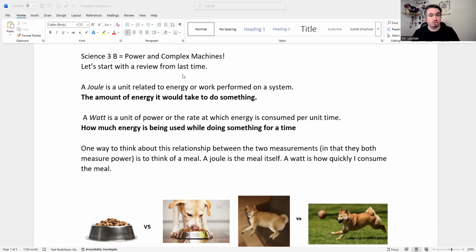So, number one is a joule, not the kind that's on a ring. Oh my gosh, I wish I had a prop with a joule on it. I don't. Anyway, not that kind.